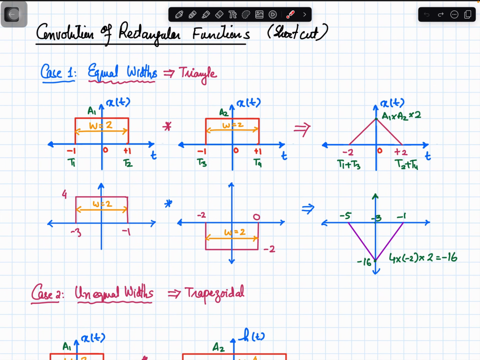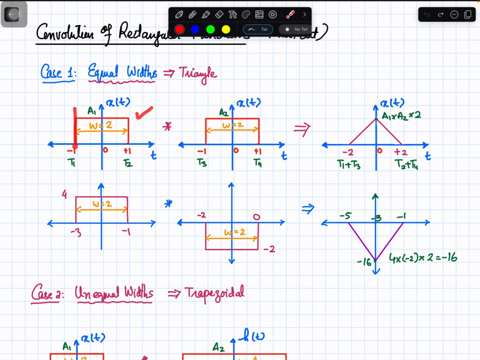Bismillahir Rahmanir Rahim. In this video, we will discuss the convolution of two rectangular functions using a shortcut method. So, what is that shortcut method? In order to understand that one, first of all, consider two rectangular functions which are shown over here.